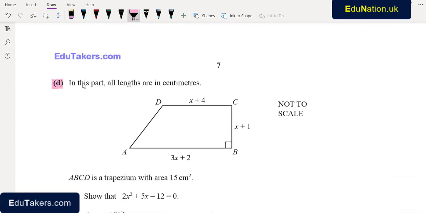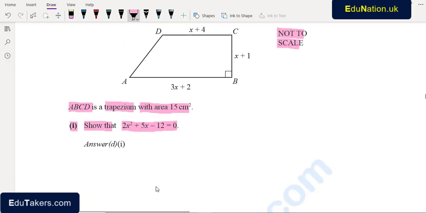Next is part D. In this part, all lengths are in centimeters. The diagram is not to scale. ABCD is a trapezium with area 15 square centimeters. The first part is: show that 2x² + 5x − 12 = 0.